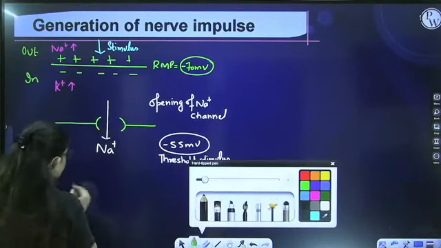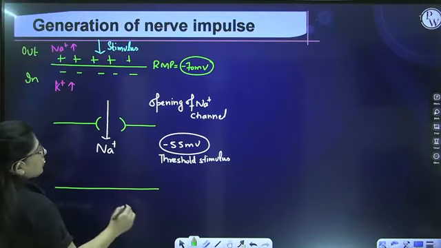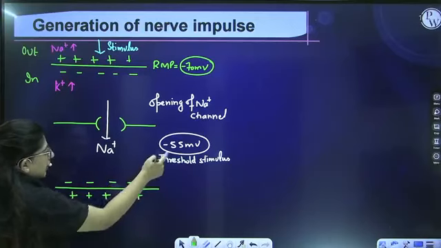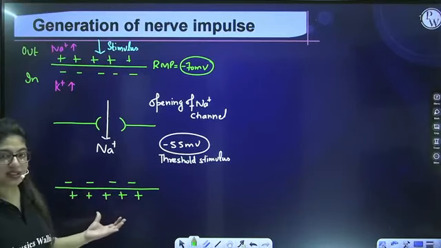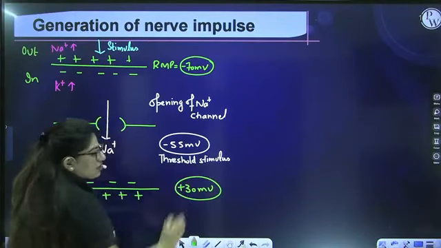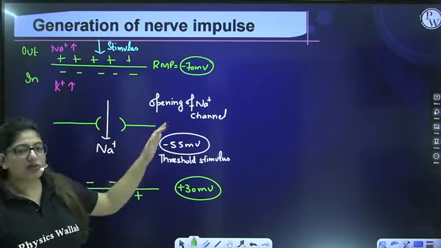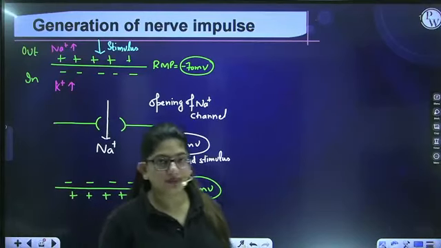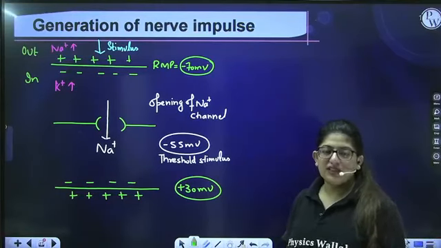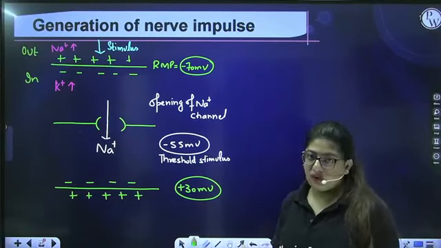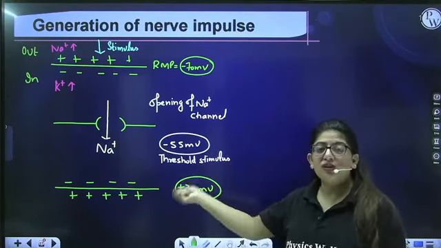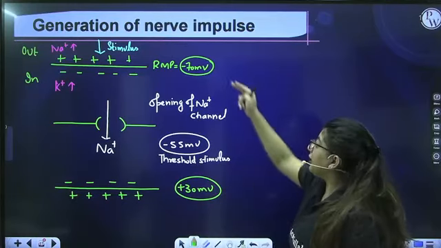For example, the sodium ions are entering. Now, as a result, one situation will come where the polarity gets reversed. So once it has reached the minus 55 state, it will definitely go to the stage of plus 30 millivolt. That's why you call it a threshold stimulus. For example, if your membrane comes to around minus 40 millivolt and stops there, it will not go to plus 30 millivolt, because that's not the threshold stimulus. We need a minimum of minus 55 millivolt to convert it into plus 30 millivolt, which is the entire opposite.